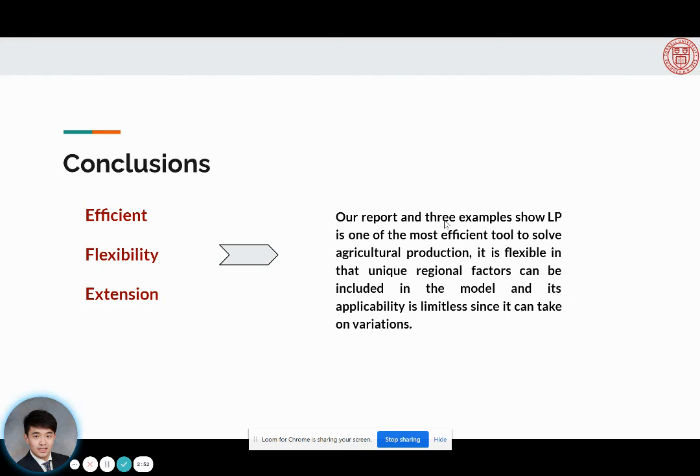To conclude, our report and three real-life examples show LP is one of the most efficient tools to solve agriculture prediction. It is flexible in that unique regional factors can be included in the model, and its applicability is limitless since it can take on variations.